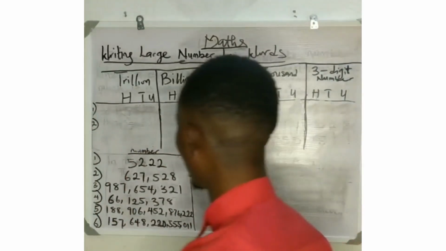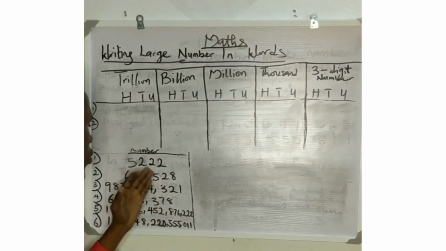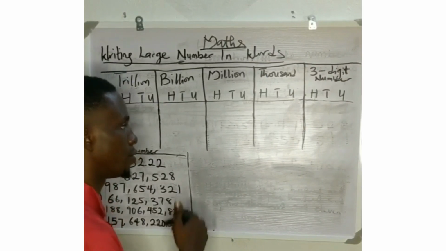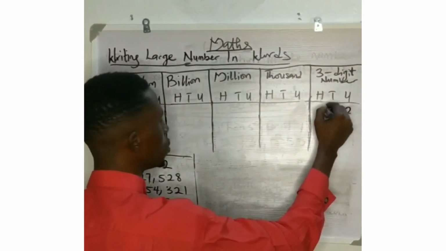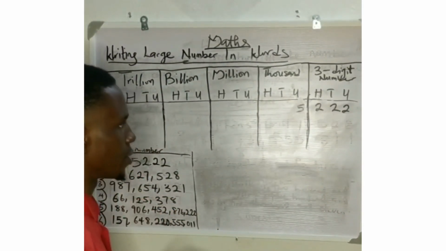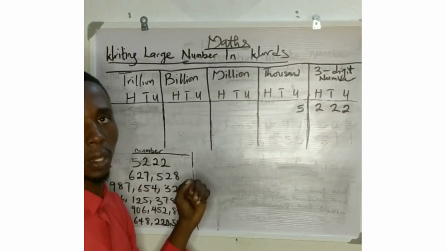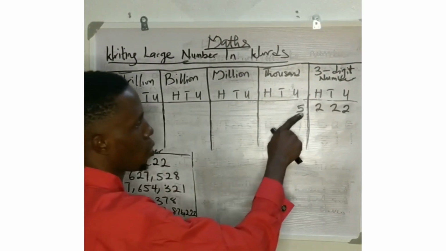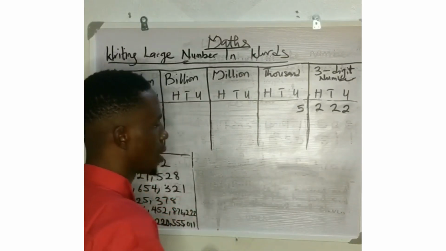Now let's go down to the numbers on the board. We have 5, 2, 2, 2. I always tell them, anytime you write a number, you start from what? The right. Now let's see. We have 2, 2, 2, and we have 5. Now how do you write this? You check: 5 is under what? It's under thousand, because it's a particular number, a unit. So now we have one digit here under thousand, and we have 3 other ones here. So how do you write this?